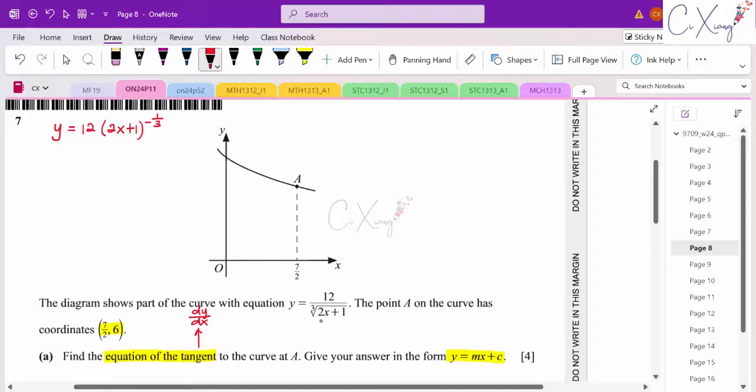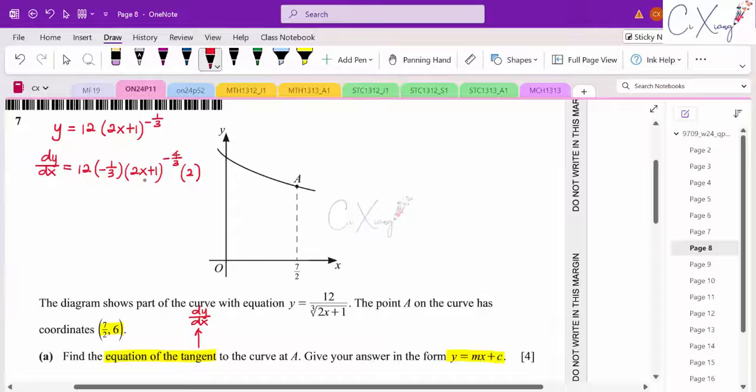Okay, so first step, I want to find dy dx. 12 is a constant, I just copy it. I pull the power of the bracket in front, so I'm having negative 1/3. Copy the bracket, power minus 1. So negative 1 over 3 minus 1 becomes negative 4 over 3. And after that, I differentiate the thing inside the bracket. So when I differentiate the thing inside the bracket, I'm having a 2.